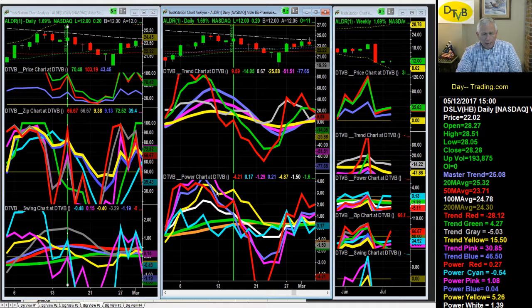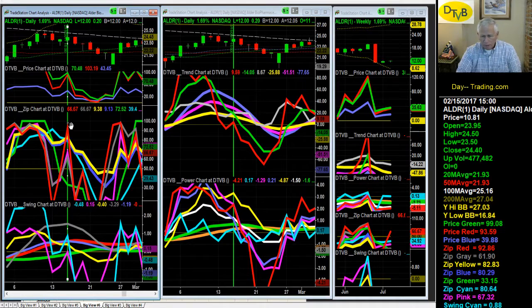But we also have the power yellow over on our highest on the power chart, and that's not necessarily true with the zip yellow, but it's very close. We just simply have a peak in the zip red. And again, there's a zip red at 92 and a zip yellow at 82. So there's a real high red peak, and it still goes down the next day. And there are obvious other things in the swing chart.